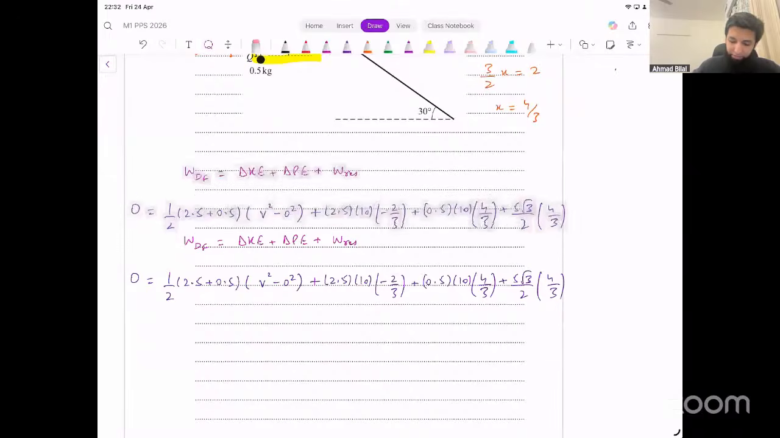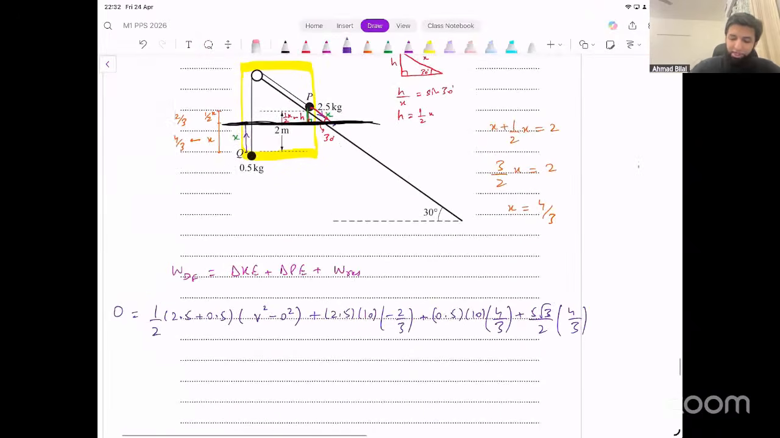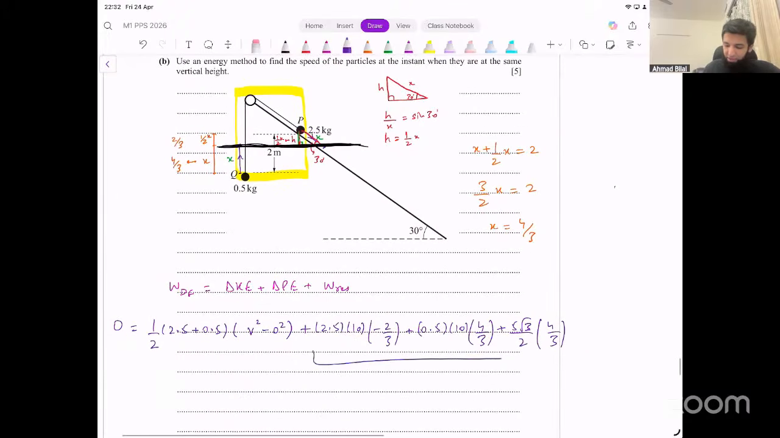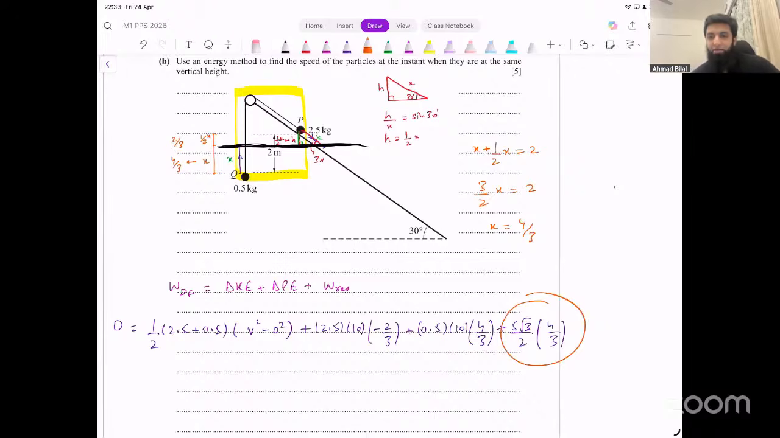Now, let me repeat. What we've done is we found the change in height for both of them. Q was increasing in height by 4 over 3. P was decreasing in height by 2 over 3. That gave us the change in potential energy for both of them. Change in kinetic energy: half into the sum of the masses into final speed, we call that V. Initial speed, we call that 0. So V squared minus 0 squared, and then work done against resistance. You can see what value of V you get from that.